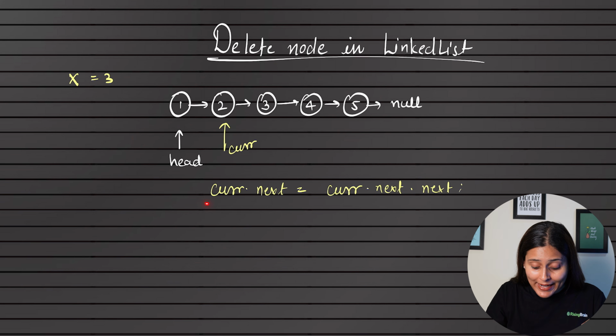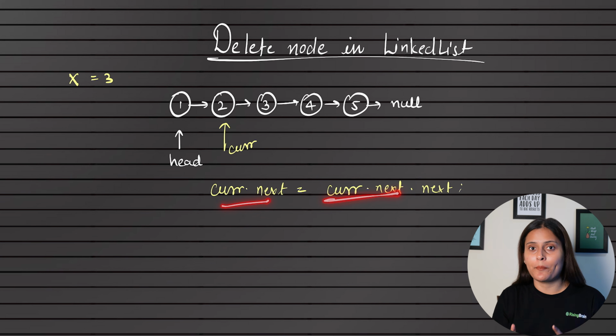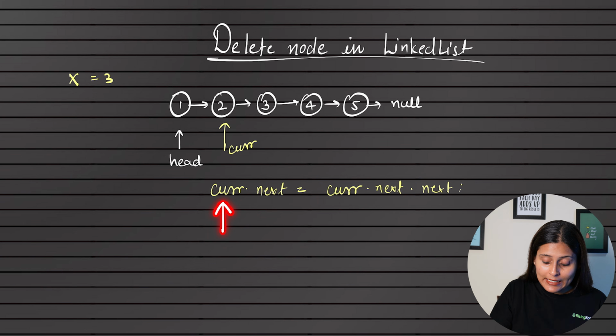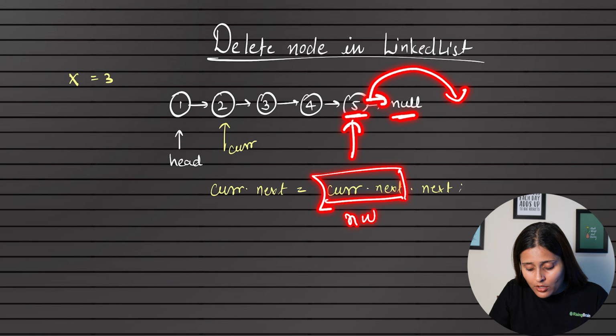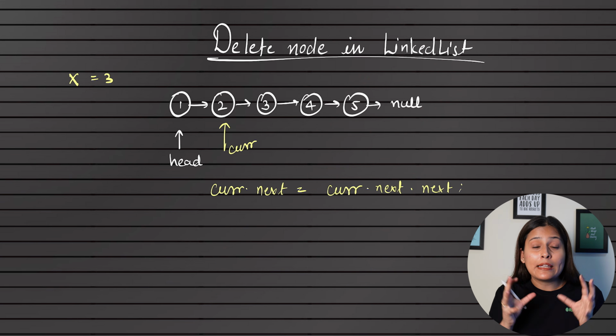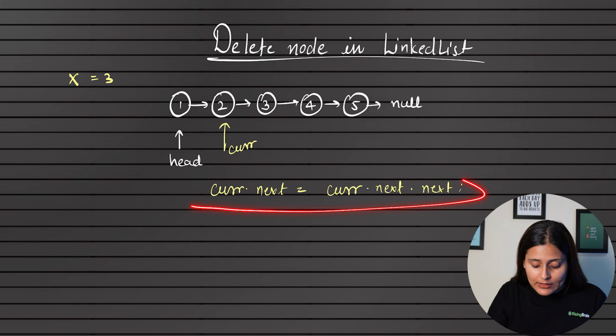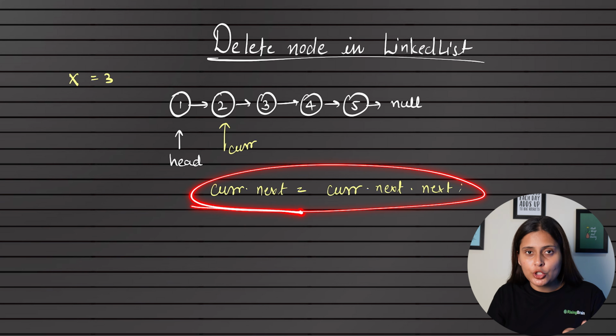But remember, when we write this current.next move to current.next.next, it is very important that your current or current.next should not be null. Why? Because if current is null, current.next means null.next will give you null pointer exception. Similarly, suppose you are standing here and you are saying, hey, save your next to your next.next. So what is the next for 5? It is null. So null.next will also give you null pointer exception. So when you are moving this, it is very important to check that your current should not be null and current.next should not be null.